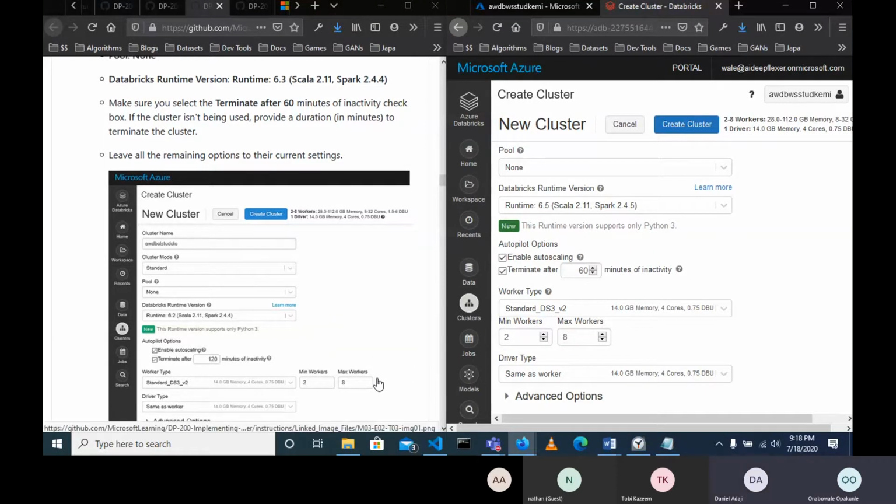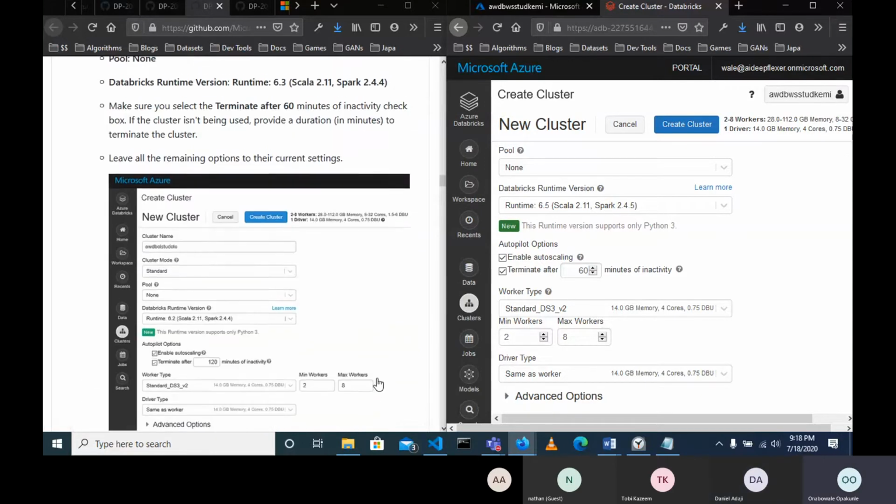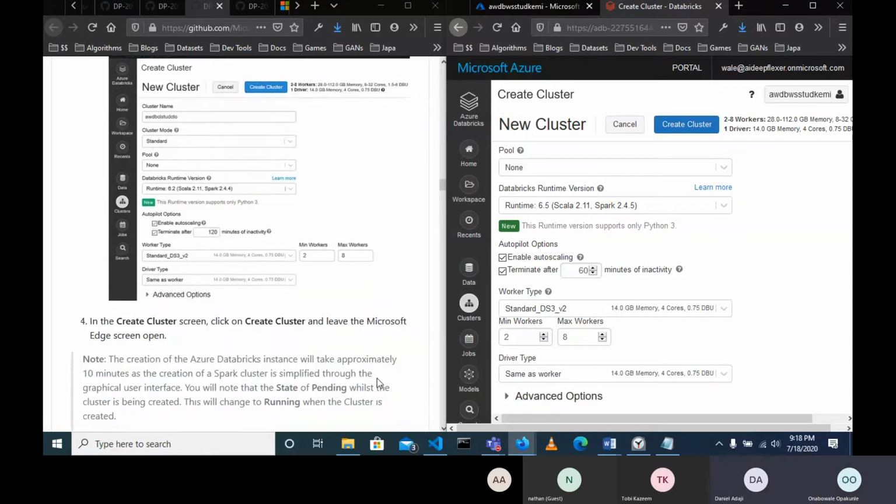Okay, so we should leave all the remaining options in current. Yeah, hello. Let's create the cluster. Yes, hello, Daniel. Yes. Am I missing something?